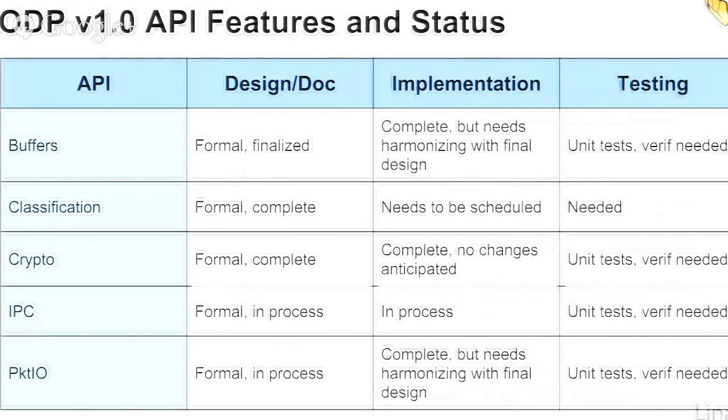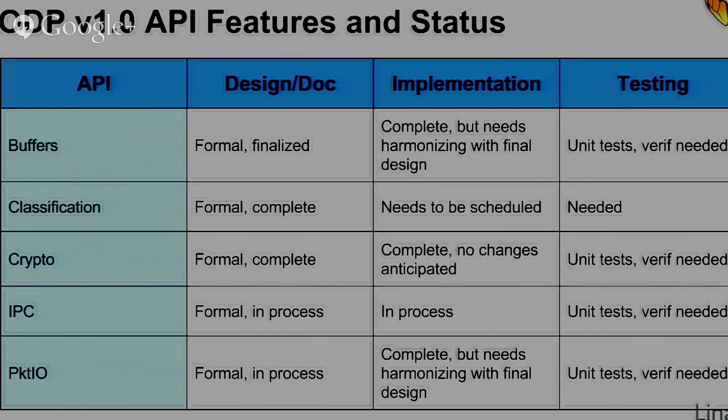If we look at where we are in terms of the various features that ODP 1.0 is offering in its APIs: buffers, classification, crypto, interprocess communication, and packet I/O. These are all different levels of functional abstraction. For instance, a packet I/O object is an I/O channel, logical or physical. Crypto provides a set of APIs for algorithm offload for encryption, hashing, functions like that.